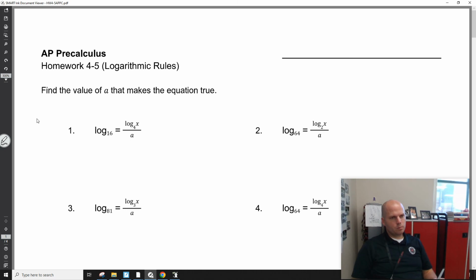What's up, pre-calculus students? We're going to do the 4.5 homework, second to last homework of this long unit. It's talking about log rules. We're doing exponents and logs.